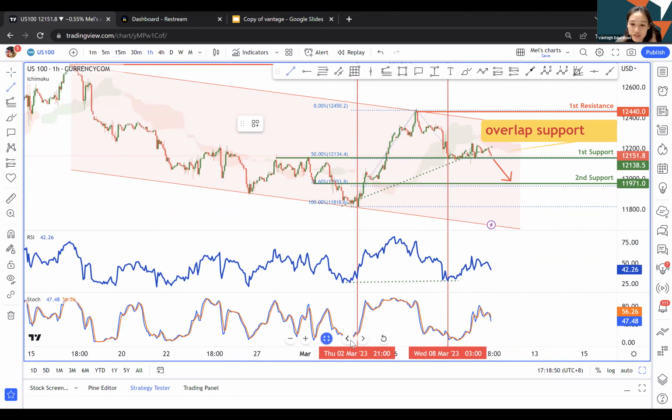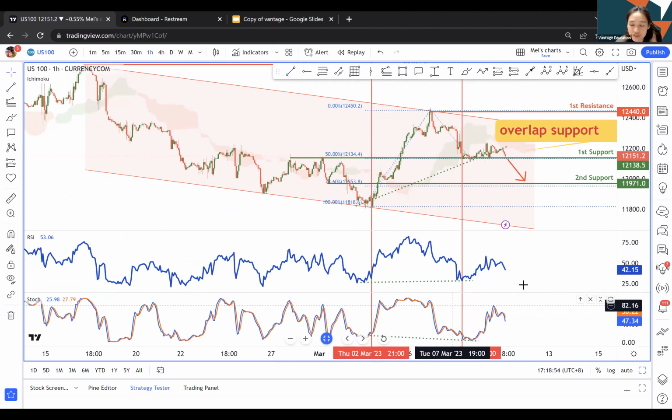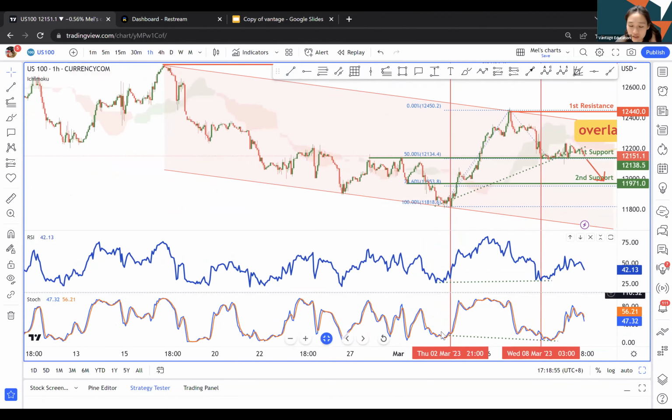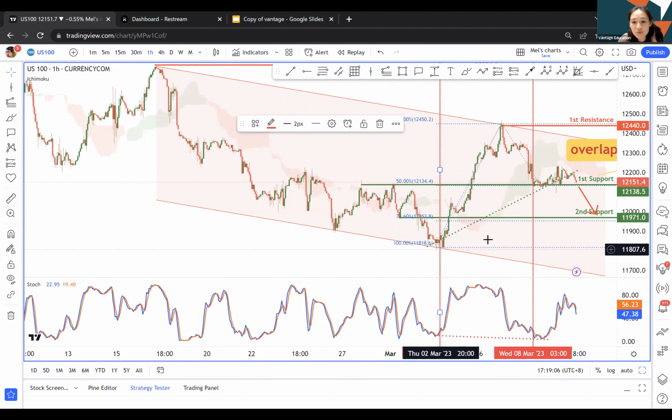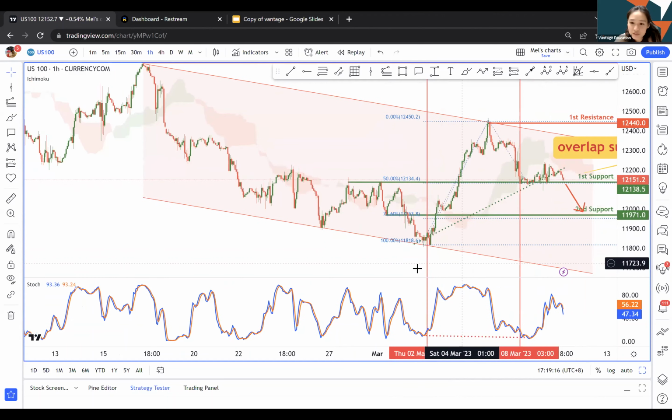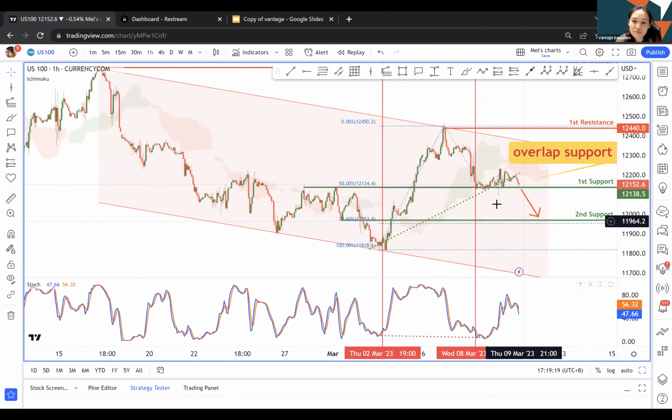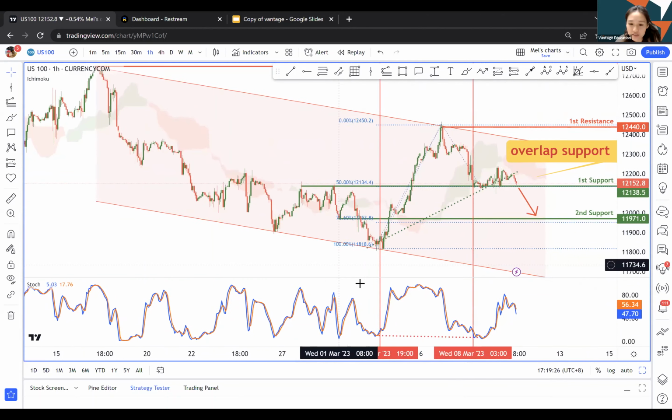Okay, so for stochastic, our bearish divergence is even clearer now. So between these 2 points, price is making a lower low on our stochastic chart, whereas on our price chart, price has made a higher low. So this could suggest price may continue to drop from this point. So it does support our bearish analysis.